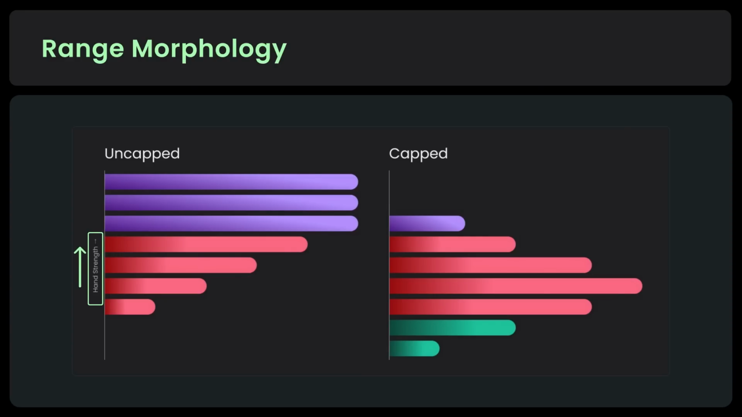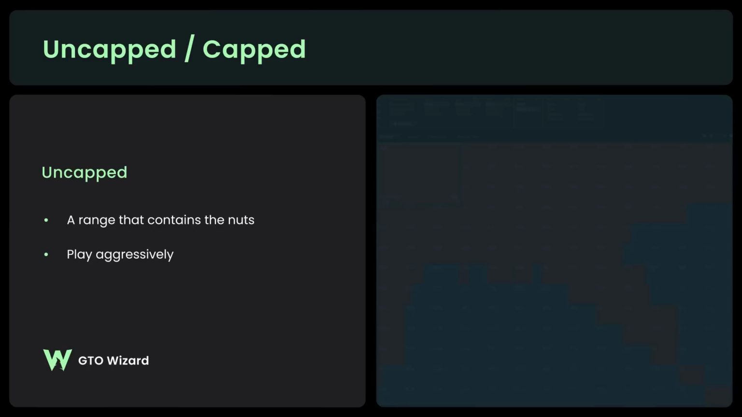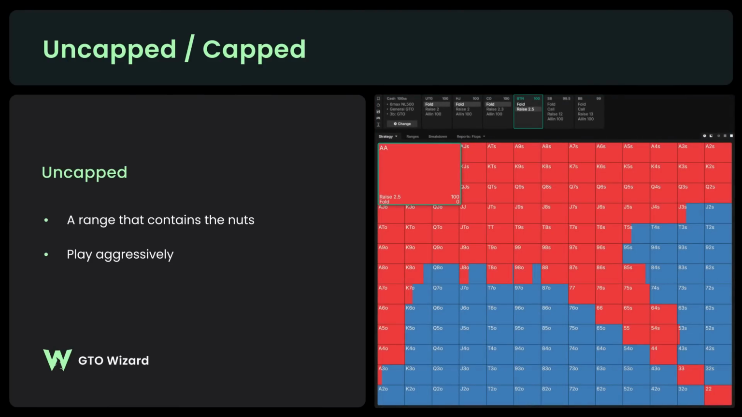So an uncapped range contains nutted hands. It contains all of the strongest hands, and you can represent the nuts. A capped range does not contain these hands, so there is a cap on the hand strength you can represent, hence the word capped. Doing a comparison, you can describe an uncapped range as one that contains the nuts, or very strong hands. When you have an uncapped range, you generally want to play aggressively. As an example, your button opening range can represent pocket aces.